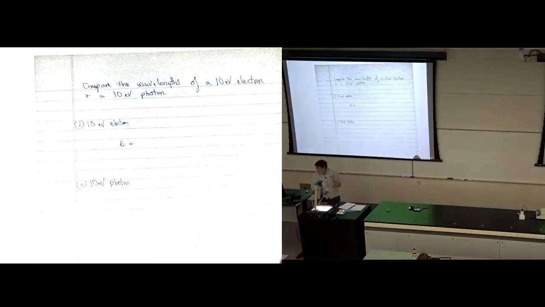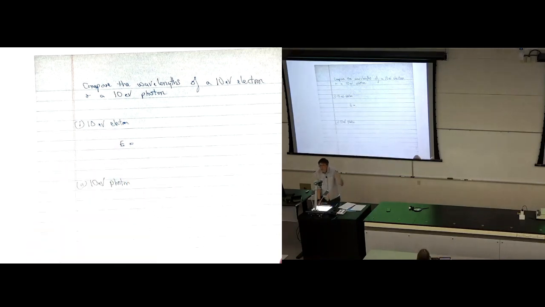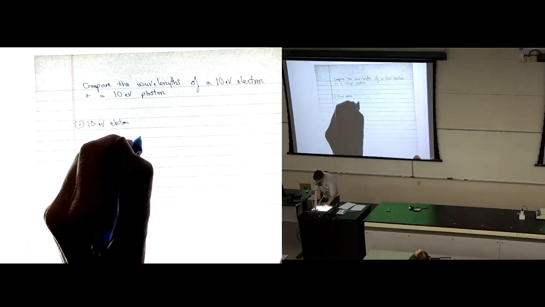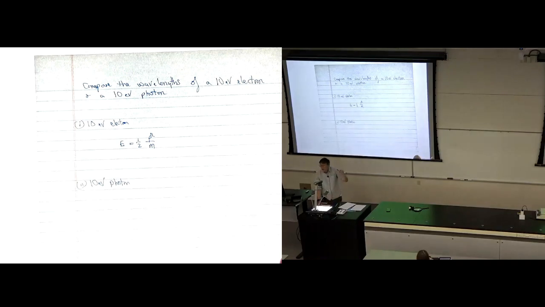The kinetic energy of the electron is 1/2 mv squared, which is mass times the square of its speed. I really want momentum, so I'll write that not in terms of v, but in terms of p. It's 1/2 p squared over m. It's the same as 1/2 mv squared.